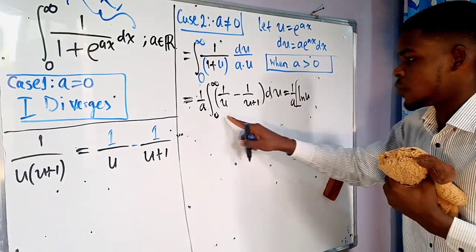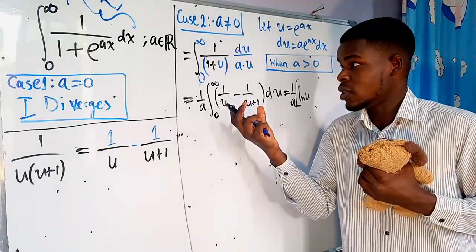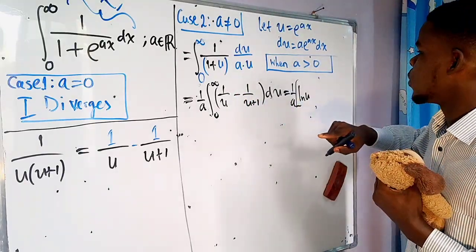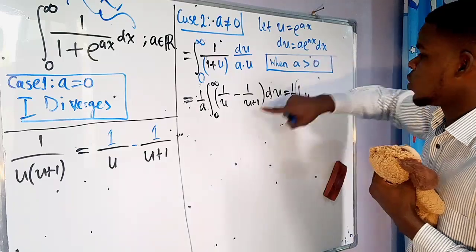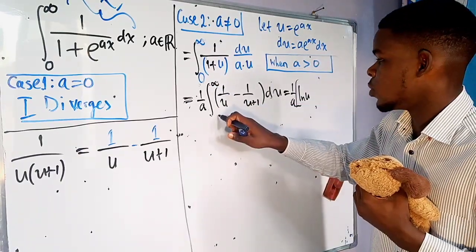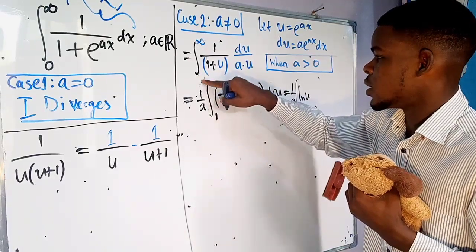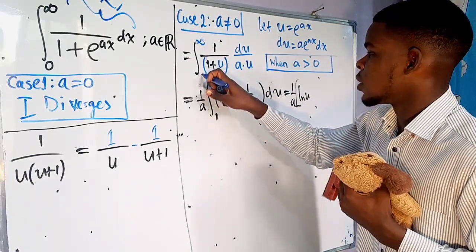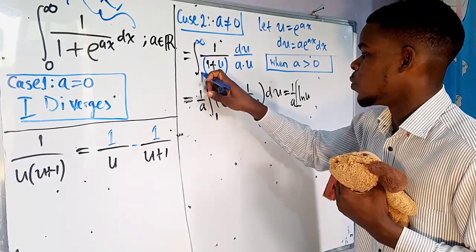And then from 0 to infinity, so 0, did I say 0? Sorry, it's from 1. Notice that when x is 0, u will be 1. So yeah, this is from 1. This right here is from 1.